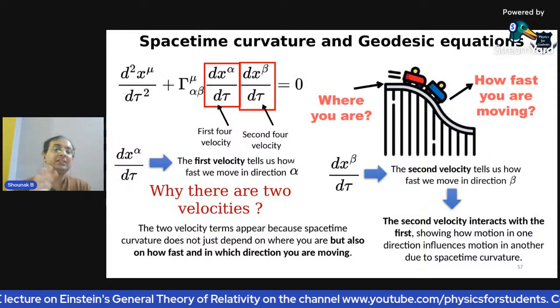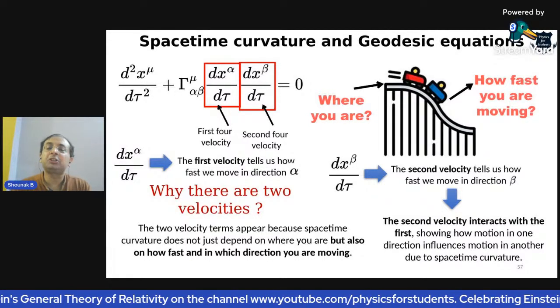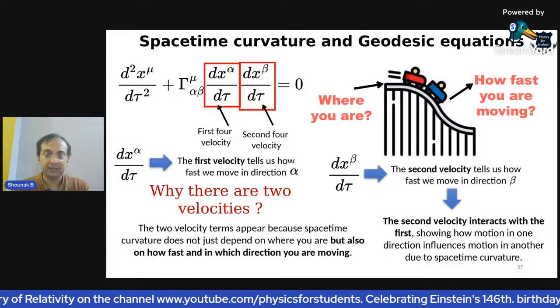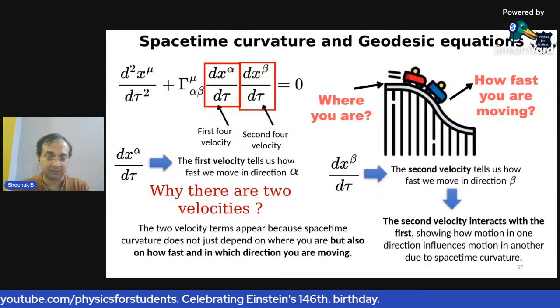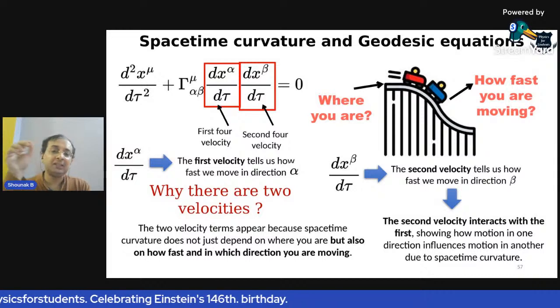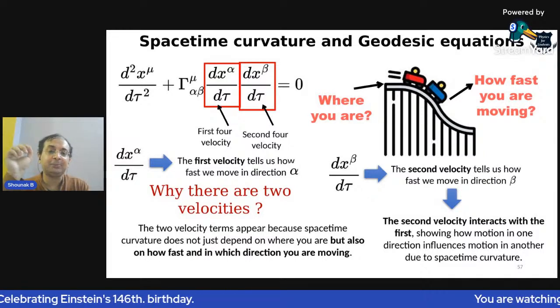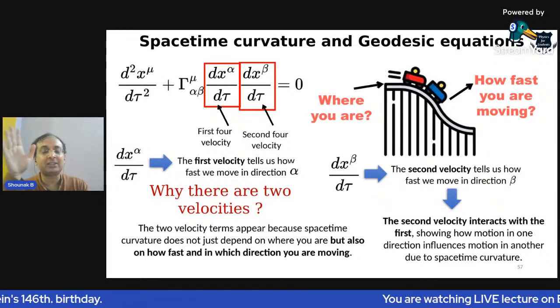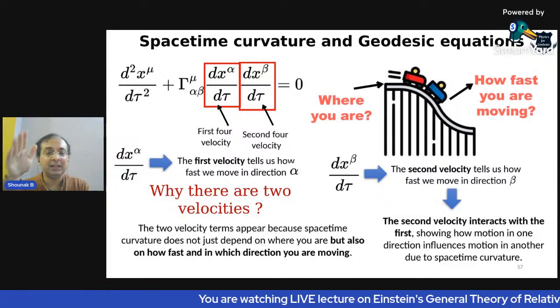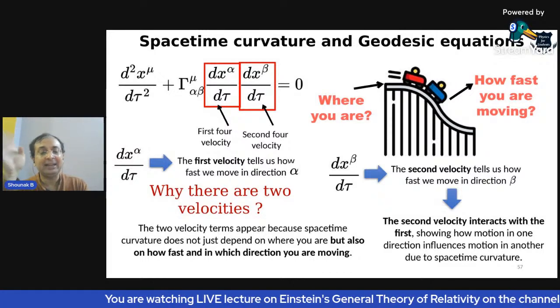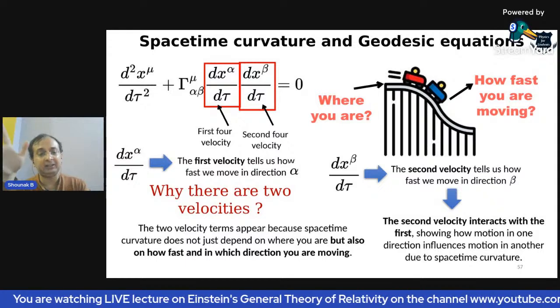If the road is flat, for example, you just move forward straight. If it is curved, your motion in one direction influences another. So the first velocity, dx alpha by d tau, tells how we move in the alpha direction. And the second velocity, dx beta by d tau, tells how we move in the beta direction.